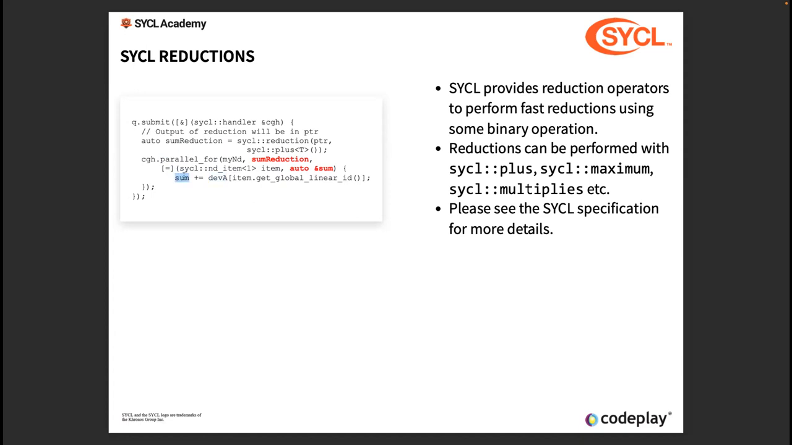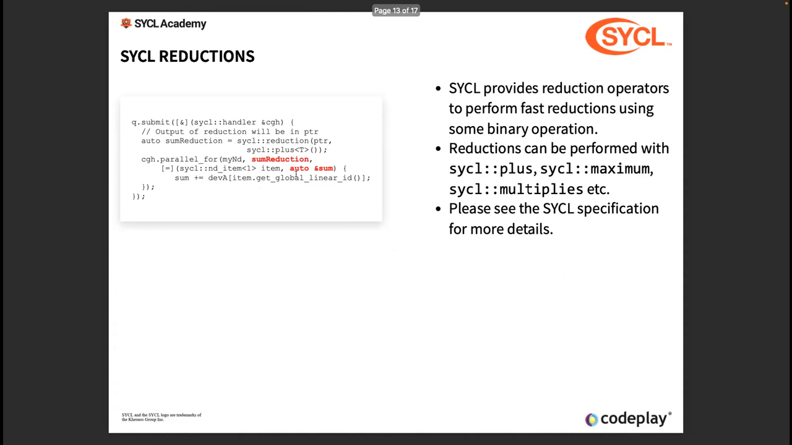And then at the end of this, I should have a little .wait, and the .wait will wait for everything to finish, and my PTR value will have been updated. So PTR is the pointer I passed to create my reduction object, and after that I use the result. If you really want to be ugly, you can reuse PTR here, but I don't recommend doing that.